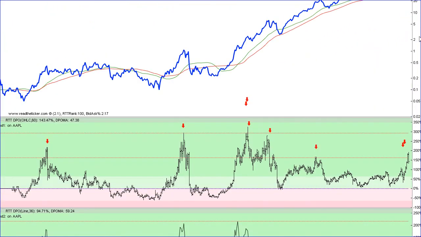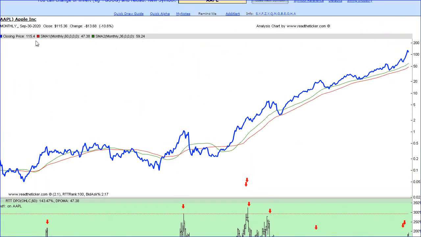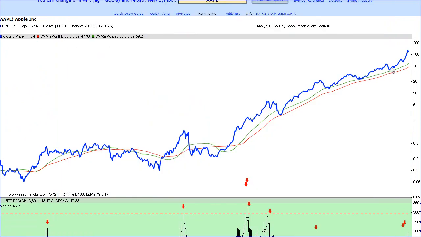So on a best case scenario, the current measurement of the 60 period moving average is 47.38. I scroll up here, the green is 47.38. Bring my calculator along here. So we got 47.38, this is obviously after the split, times 300, or times 3, okay, plus the original figure, 47.38. That equals, I can get to 189 to equal the highest point. And at the moment we're at 115.